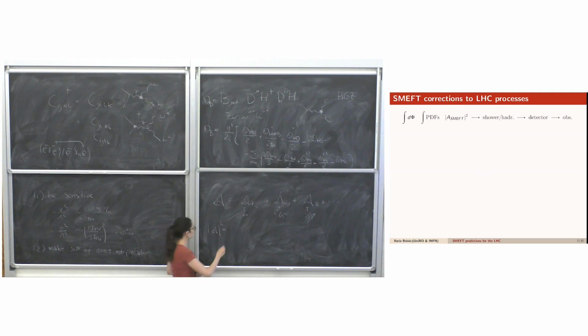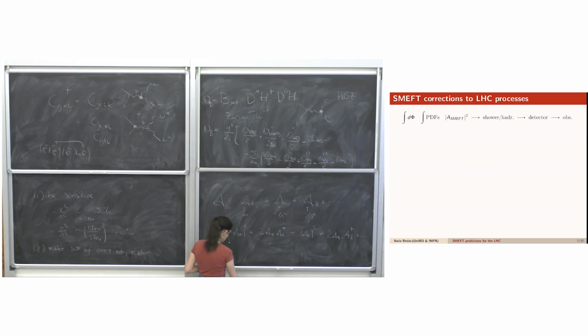And so you re-expand, so you will have the standard model amplitude squared, which you always get. Then you will have the interference part, which is twice the real part of A4 A6 dagger, the interference between standard model and dimension six. And then you will have the dimension six squared. And then you can have other terms, so you can have, I don't know, the standard model times the eight dagger, and then the eight squared, and so on and so forth.